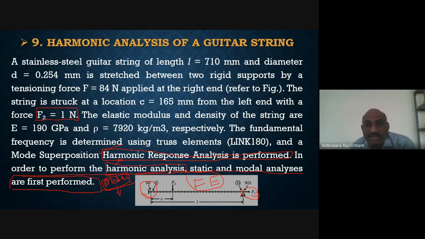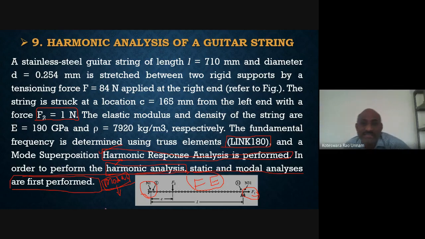So here, to do that, we'll use this Link 180 element to convert the geometry of the string into a FE model. We'll use the element type as Link 180. We already used this element in the first problem itself. So there, where we solved the truss problem, we already used this element. So that means we know the applications of this element. So where you can use it, all those things we already discussed.